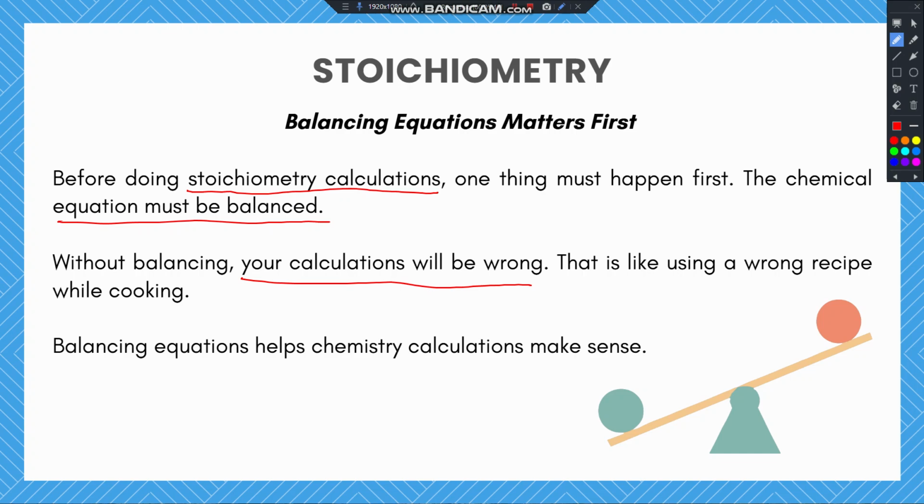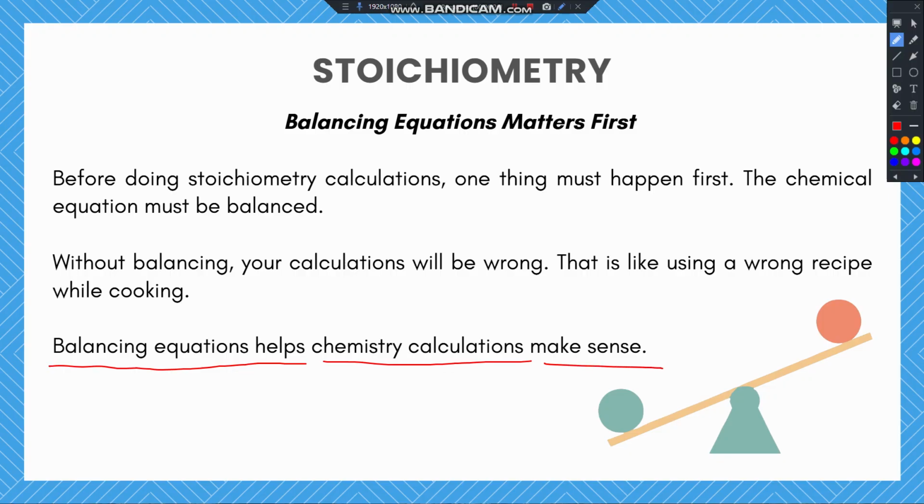Remember, I said chemical equations are like recipes. Now, let's say you have a recipe to make noodles. And to prepare that noodles, you need, let's say, 1 seasoning cube. Now, instead of 1 seasoning cube, let's say you added 5. What do you think would be the result? You're going to have an awful recipe produced at the end. Why? Because the recipe you followed was wrong. In the same way, when a chemical equation is not balanced, it means the recipe for that chemical reaction is wrong. So balancing chemical equations helps chemistry calculations to make sense.